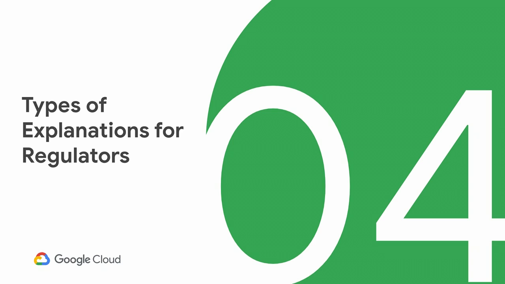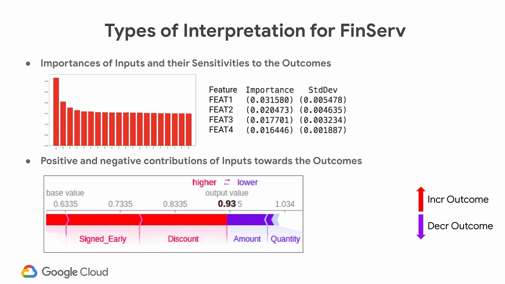So next, let's look at the types of explanations that regulators will be looking for. The first one that is most common is the importance of the different features. How are the different features important? So if you label the features 1 through 9 or 10, then you see that certain features have a higher importance. The second thing, you also want to look at the standard deviations of those features.